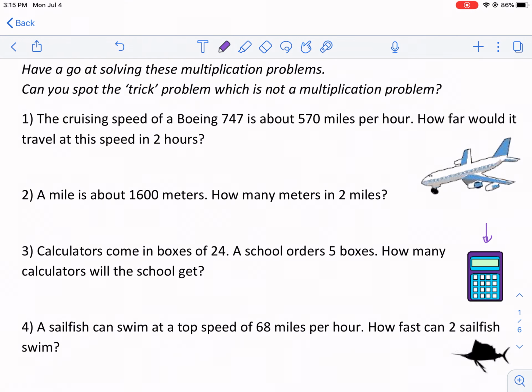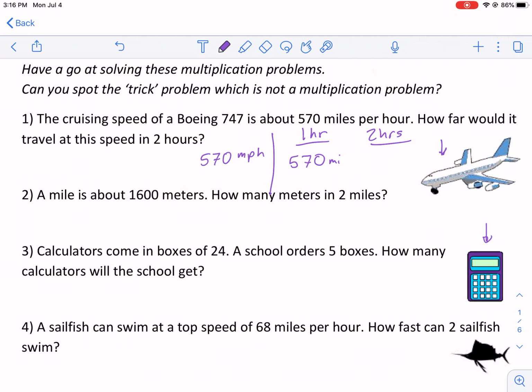In 2 hours. So we have this plane here drawn, okay? And it's going 570 miles per hour, also known as mph. And we want to know how far it would go in 2 hours. So if we go 1 hour, here's our speed. If we have 1 hour pass in the plane, we're going to go 570 miles in that 1 hour. So if we go 2 hours, we're going to keep adding an additional 570 each time.